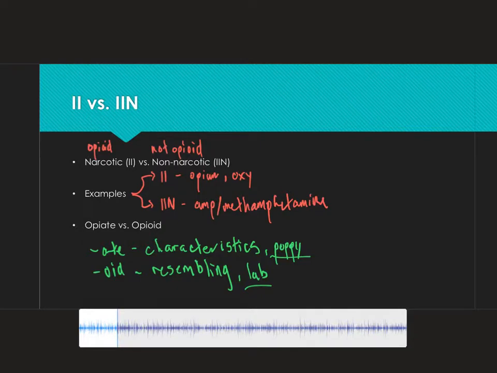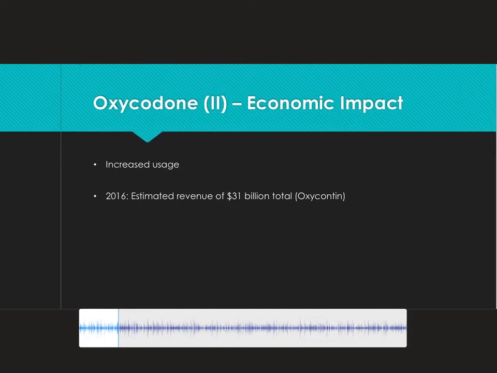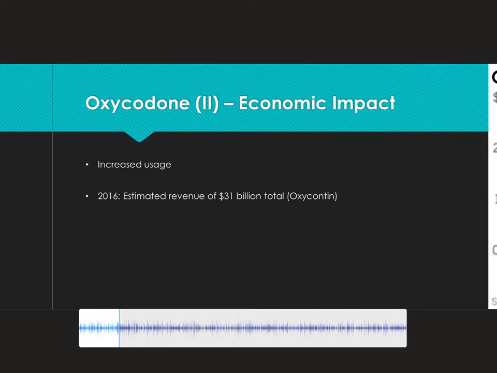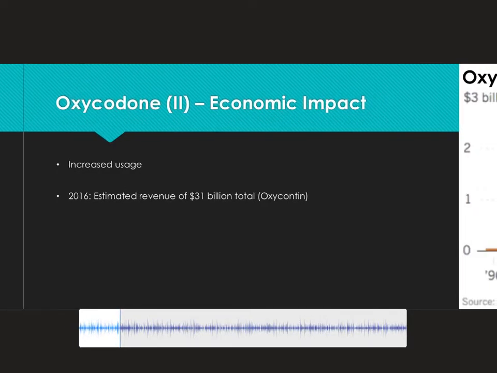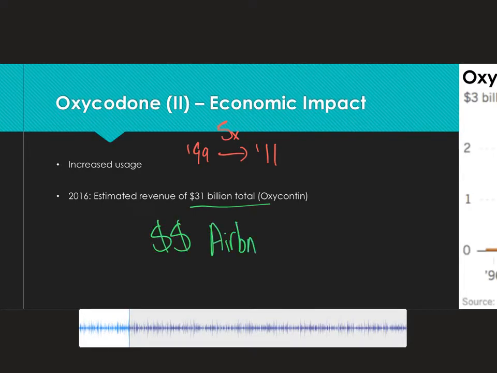Starting with Schedule II narcotics, let's take a closer look at the economic impact of oxycodone. Usage of oxycodone has grown rapidly over the past few decades. From 1999 to 2011, oxycodone use increased more than 5-fold. In 2016, it was estimated that OxyContin brought in an estimated revenue of $31 billion. To put this number into perspective, this is roughly the estimated value of the entire company Airbnb.